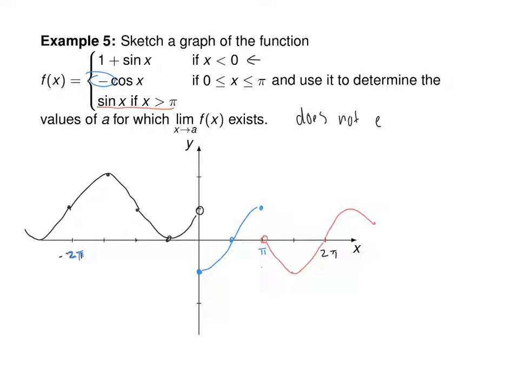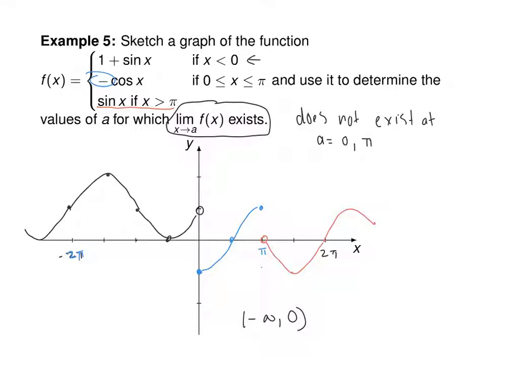So where does this limit not exist? At what values? At 0 and pi. But everywhere else is okay. Does that make sense? Okay, so if I wanted to give the places where the limit exists, the best way is to give it as an interval. Does the limit exist everywhere up until 0? Yes, okay, so that would be negative infinity to 0.